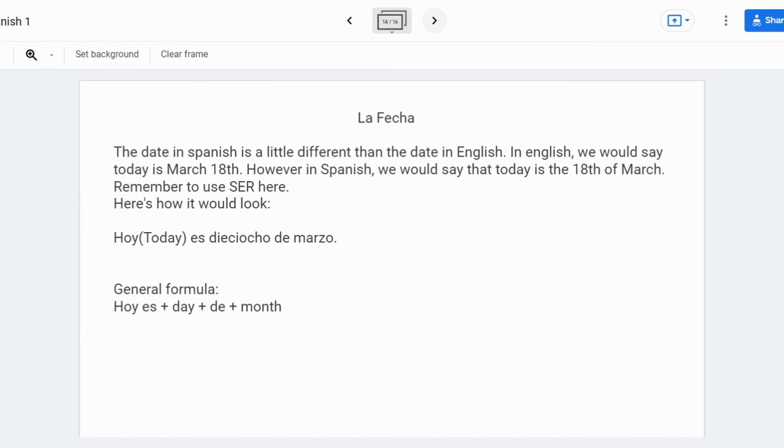The general formula, which is hoy es, which means today is, notice the ser, plus the day in numbers, plus de, plus month. De is a preposition, a word meaning of. In this case, since the date is the 18th of March, I would replace the day with 18, and the month with marzo, which means March. Let's move on to the time, which is something which I don't have much of.